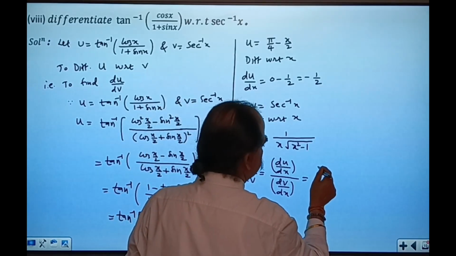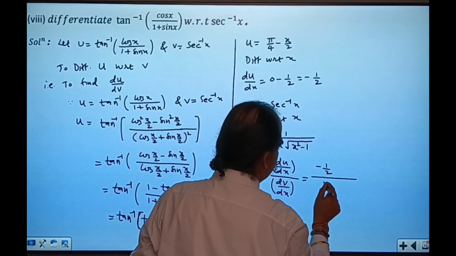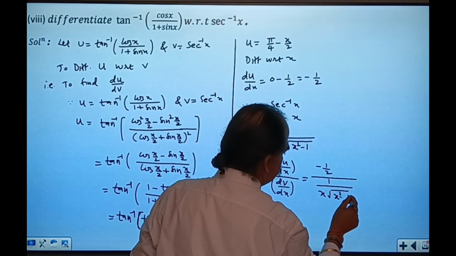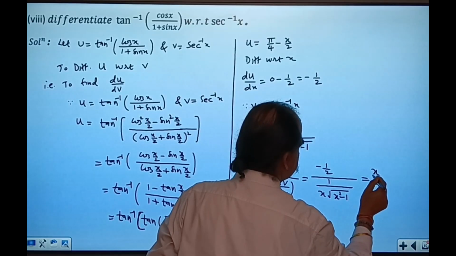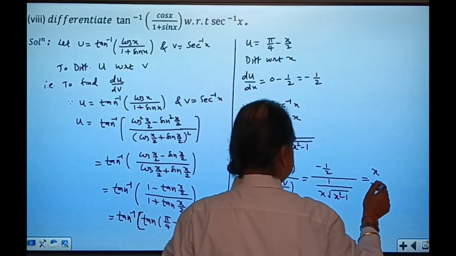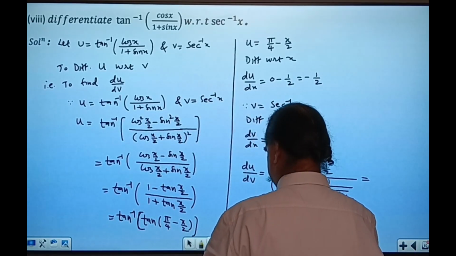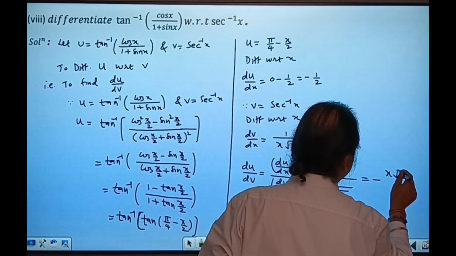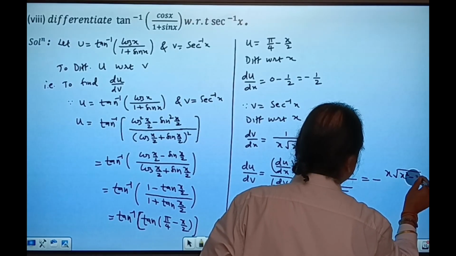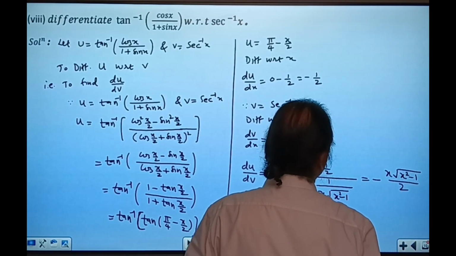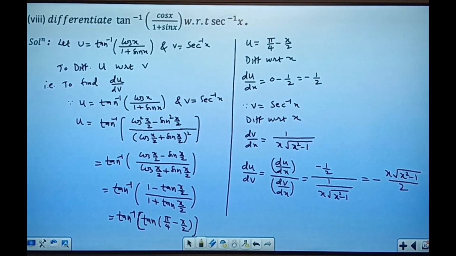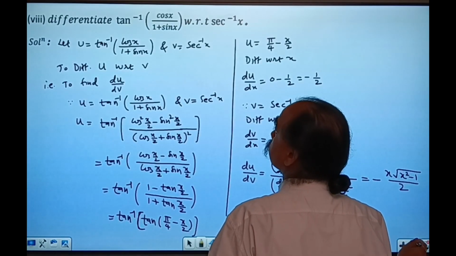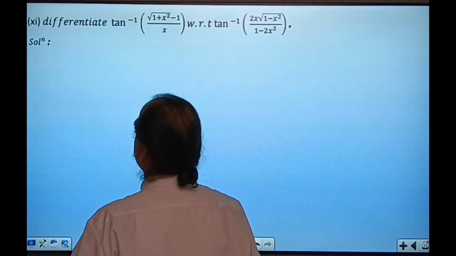Du by dx is what? Minus 1 by 2 upon 1 upon x root x square minus 1, will give you x root x square minus 1 with negative sign, upon 2. This is problem number 9.